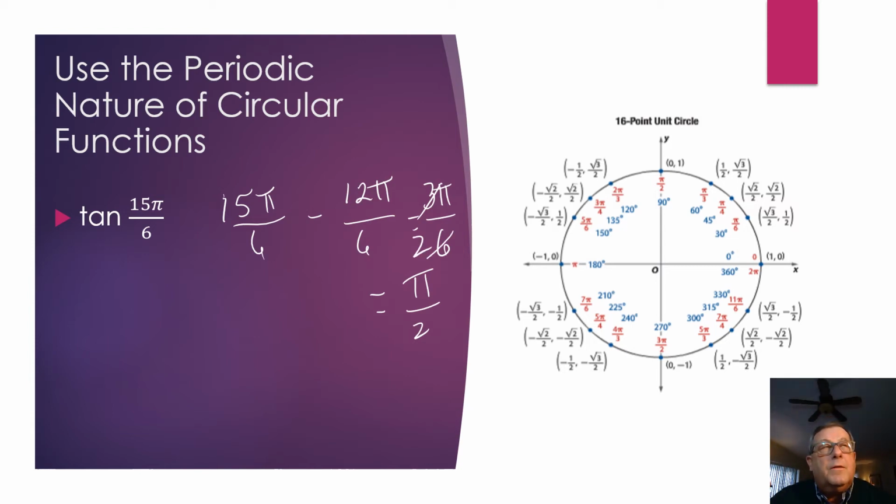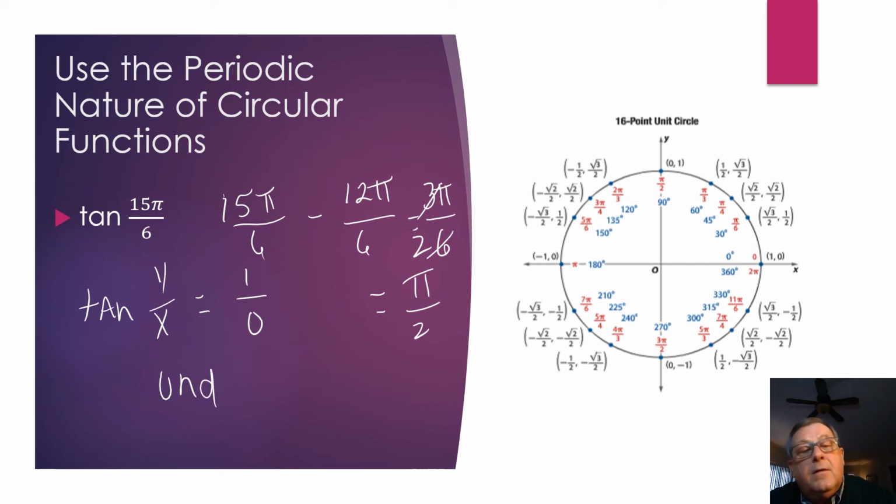Pi over 2 is a quadrantal angle. At a quadrantal angle, x is 0, or the cosine is 0, and the sine is 1. The tangent, when we're talking about the unit circle, is y over x. So if y is 1 and x is 0, I have a 0 in the denominator. Here at 15 pi over 6, the tangent is undefined.